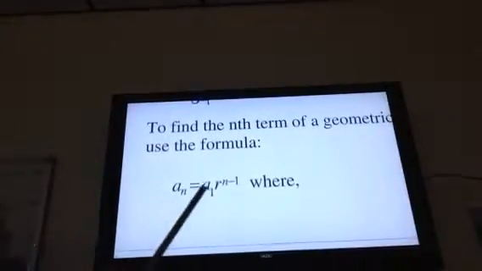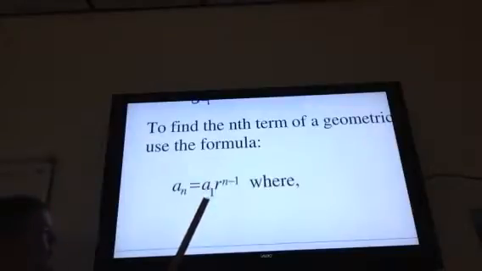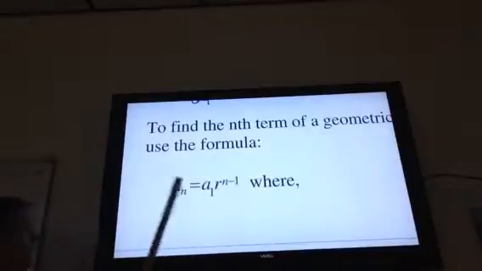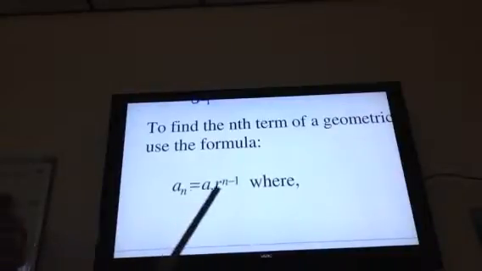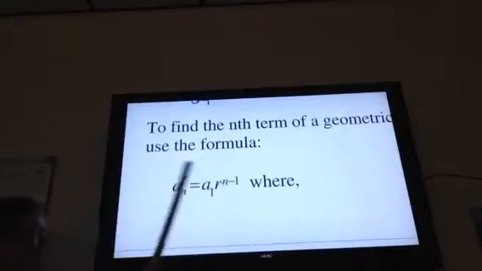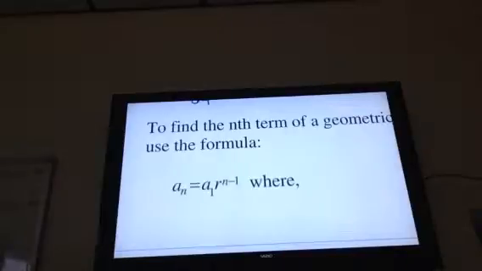Okay, so my a sub 1 is my first term in the sequence that they give you. My r is my ratio, using that division we've just done 7 times. This n represents the term that you're looking for. So if you're looking for the 37th term, then n is 37.